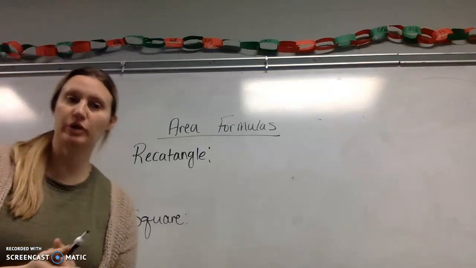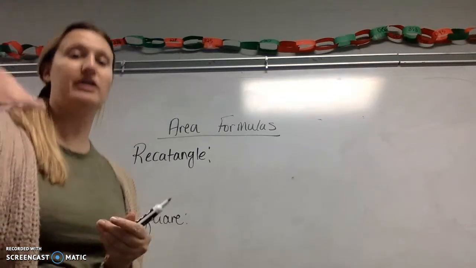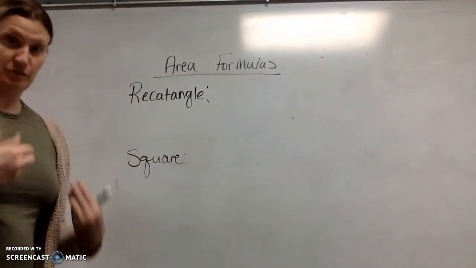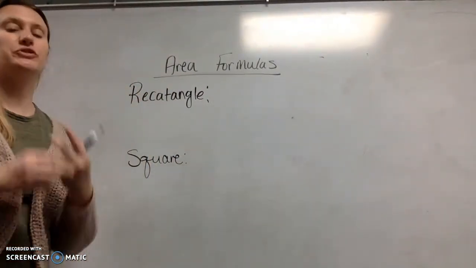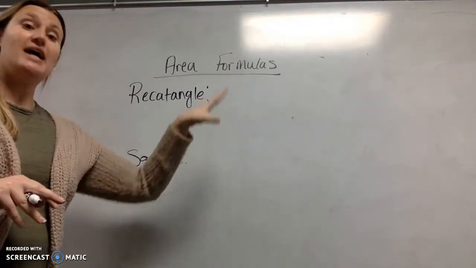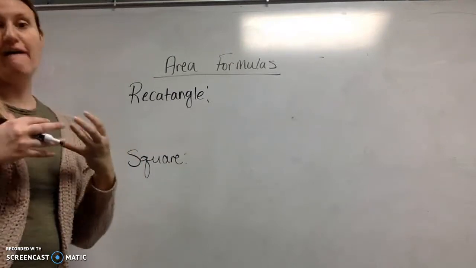Okay, so in this video, we're going to start talking about how to find area of some two-dimensional shapes. We're going to start with the rectangle and square because those are probably the ones that you learned in elementary school, so you're a little more familiar with. First thing I'm going to do is give you the formula, and then we're going to talk a little bit about what everything means.